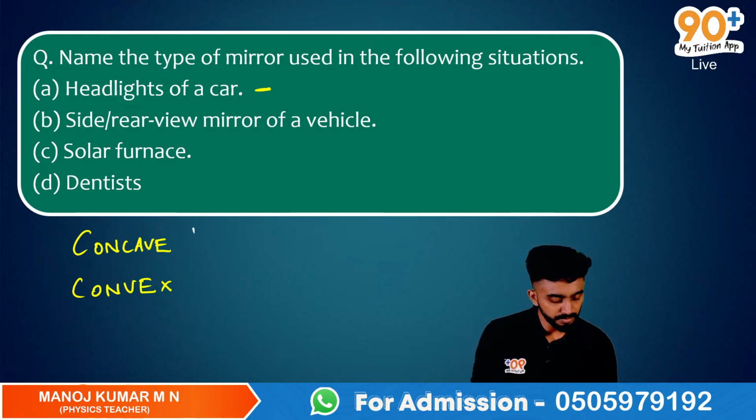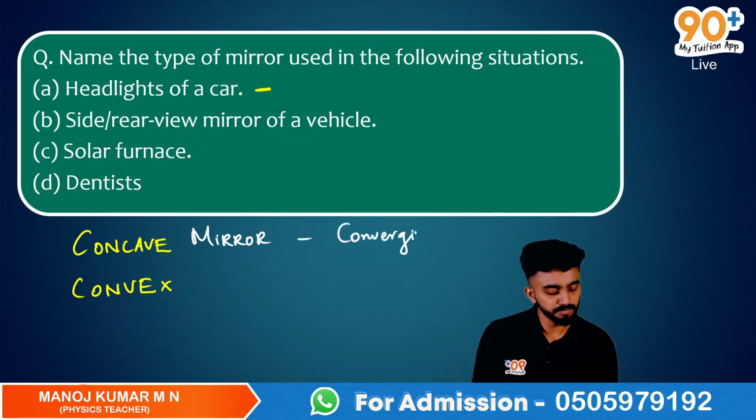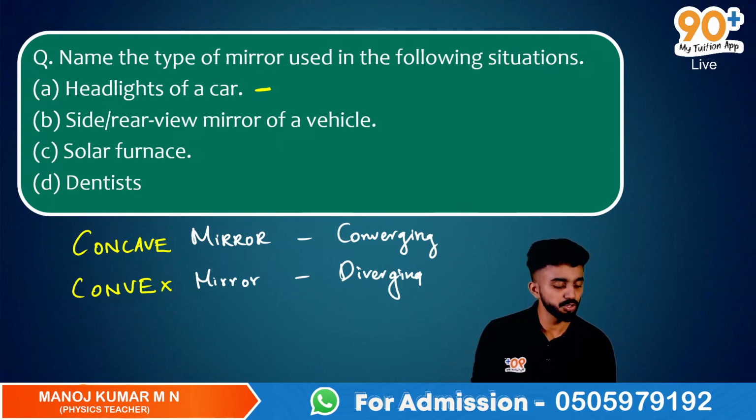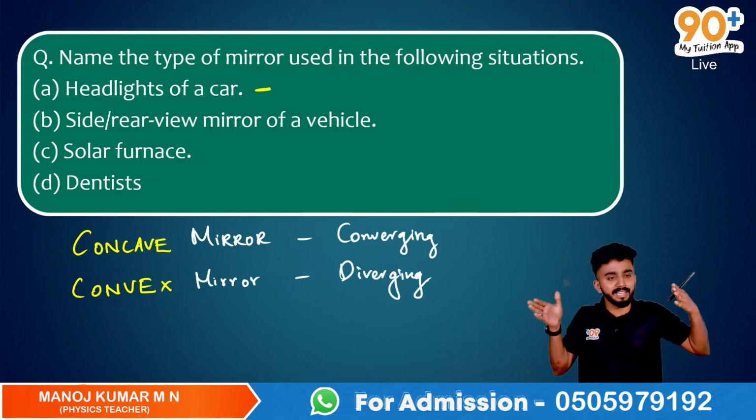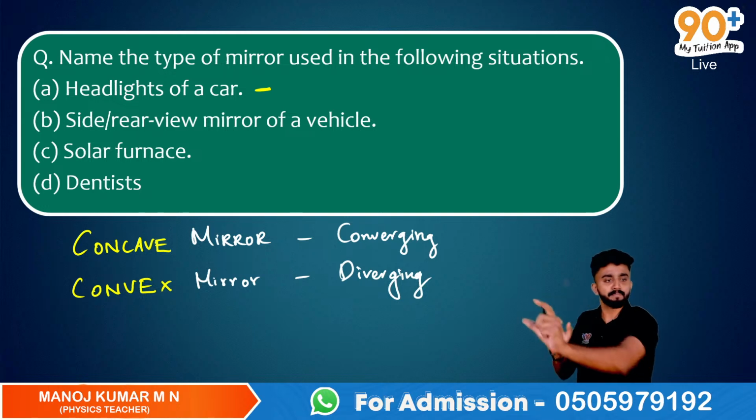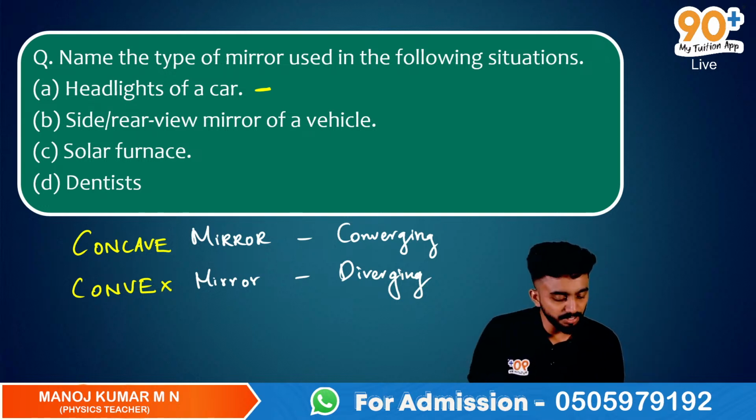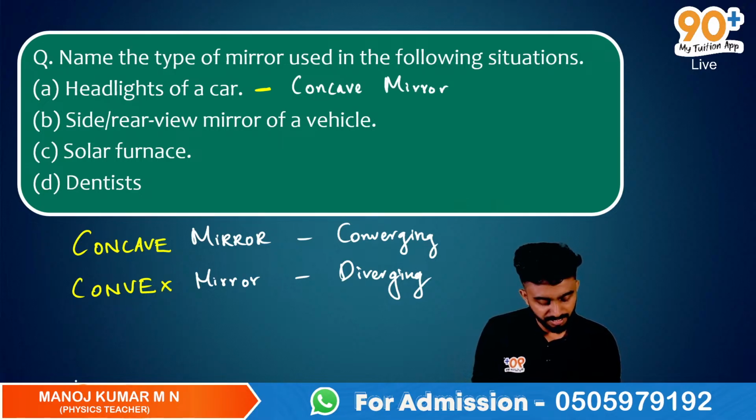Concave mirror is equal to converging. Convex mirror is actually diverging. Keep this in mind, guys, please don't forget. So headlights of a car, all the light rays should focus on a particular beam, right? Light beam. So headlights of a car will have a concave mirror for sure. Obviously a concave mirror.